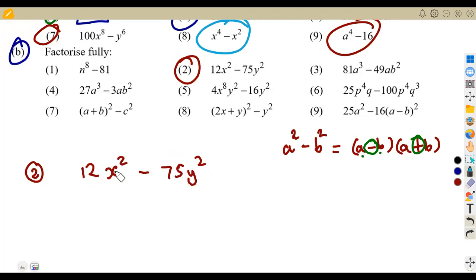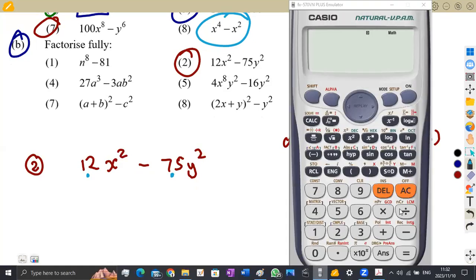Go back to the golden rule. Do you have anything that is common? You have seen, yes, that we do not have a difference of two squares, but check between the two terms. Do you have anything common between these two terms? Between 12 and 75 in this case, it is 3. If you check the highest common factor, it's going to be 3. If we divide 12 by 3, we're going to see we've got a whole number there: 12 divided by 3 is 4. 75 divided by 3 is in this case 25.